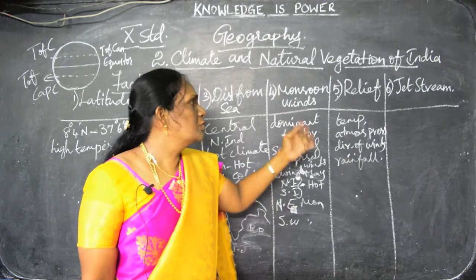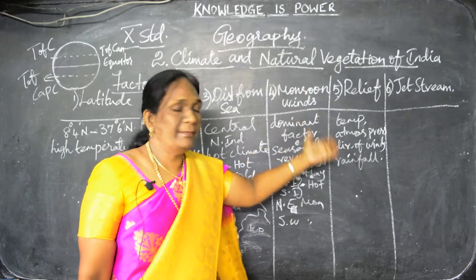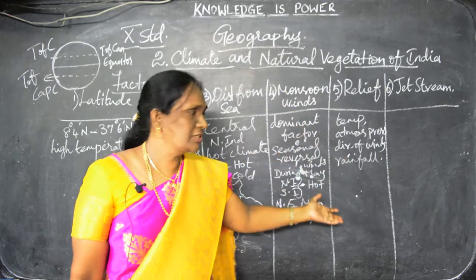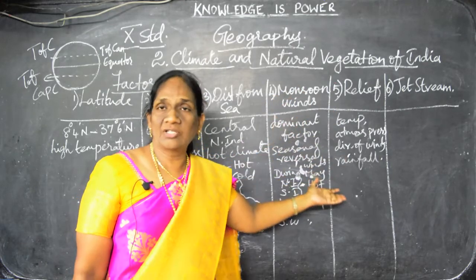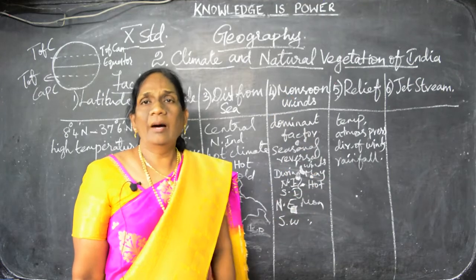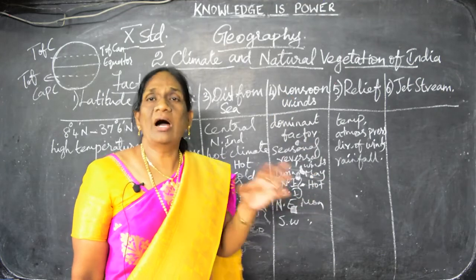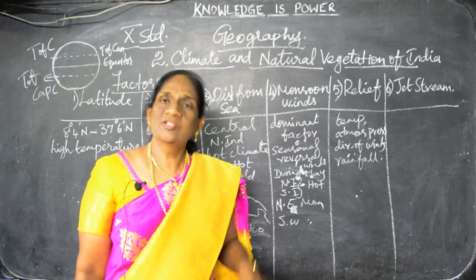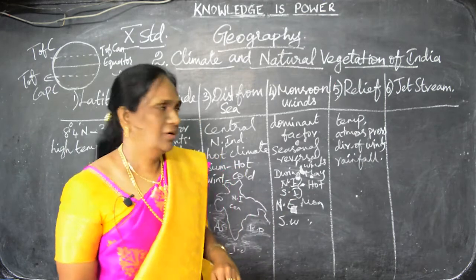And okay, so this relief, the temperature, atmospheric pressure and direction of the winds and the amount of rainfall, it also affects the climate of India. So it is also one of the factors of India.